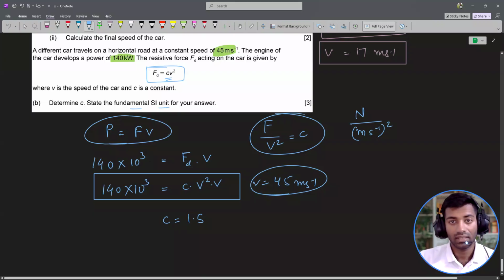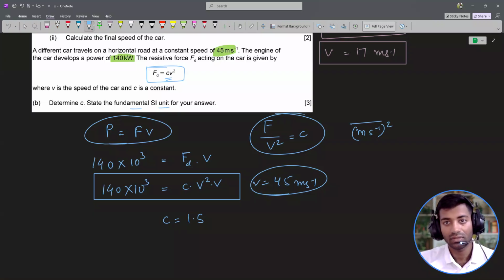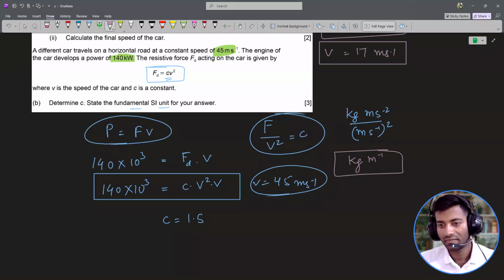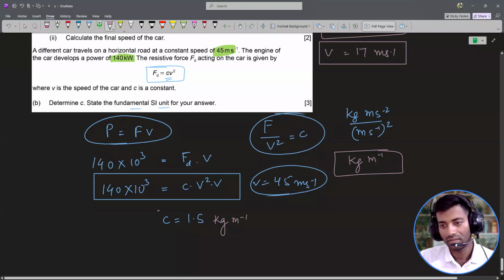But since we know that Newton is not the fundamental SI unit, we'll replace Newtons with kilograms meters per second squared. Where does that come from? F equals MA, where M is kilograms and A is meters per second squared. Now I just have to simplify this for the units of C. So I have kilograms, meters over meters square will be meter inverse, and then second square inverse will just get eliminated. So my final answer will be C is 1.5 kilograms per meter.